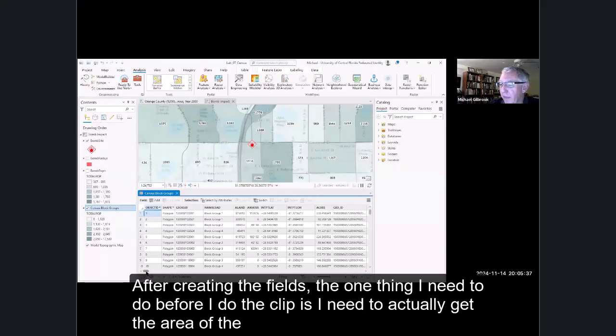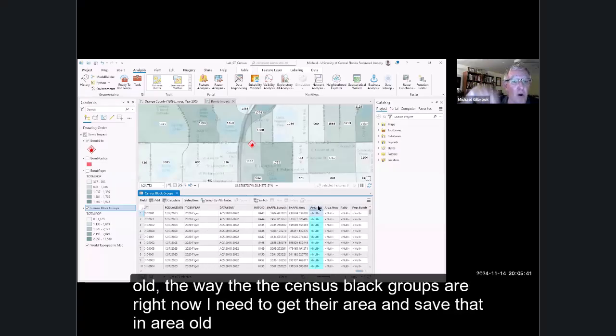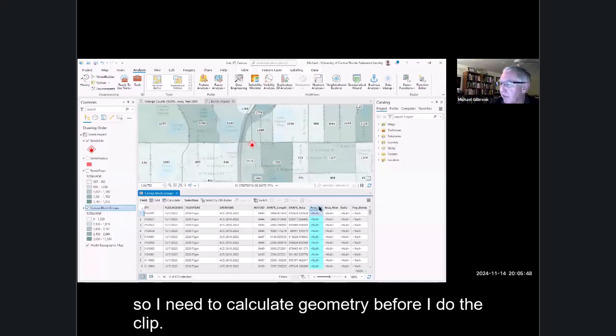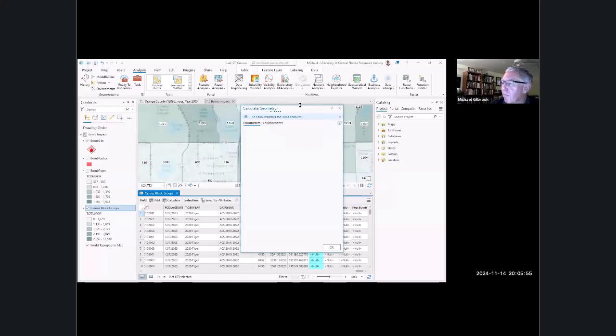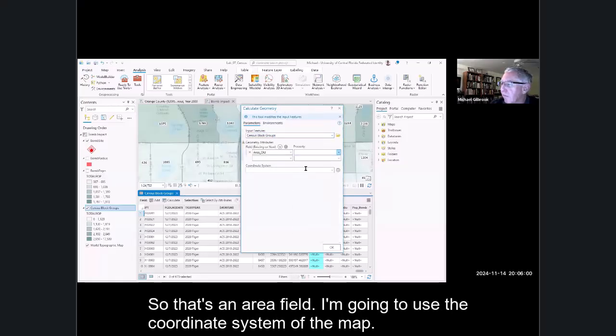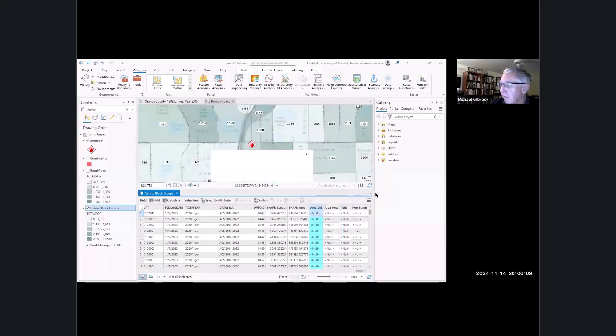After creating the fields, the one thing I need to do before I do the clip is actually get the area of the census block groups the way they are right now. I need to get their area and save that in area old. So I need to calculate geometry before I do the clip. That's an area field. I'm going to use the coordinate system of the map, and we're going to make that survey acres.